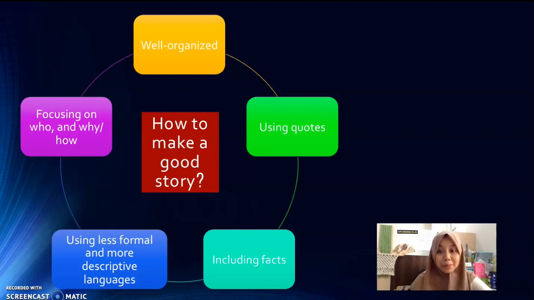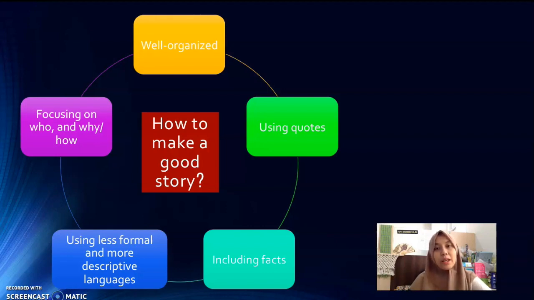So for example, if you decide to write about one of your neighbors who cleans up the whole environment, you may want to talk about the bigger issues of global warming, or even on how trashing may lead to bigger issues. The next one, another important element, is using quotes.